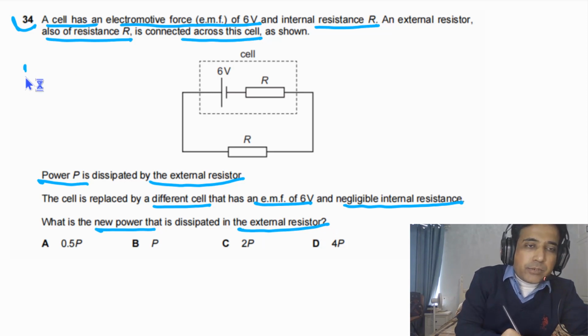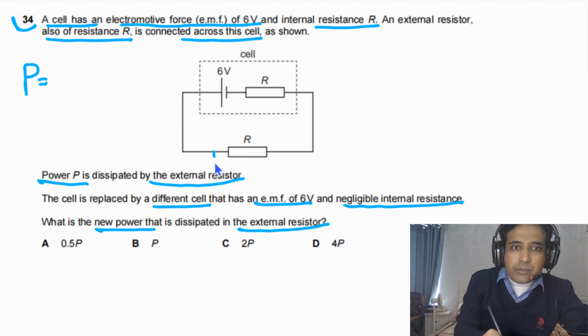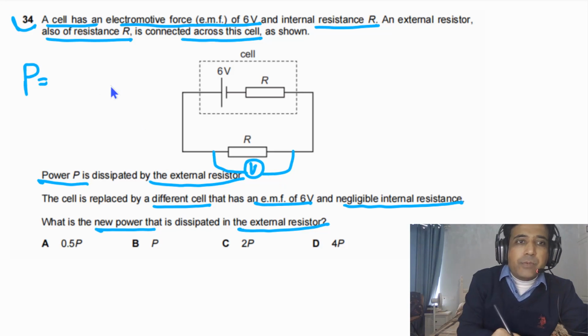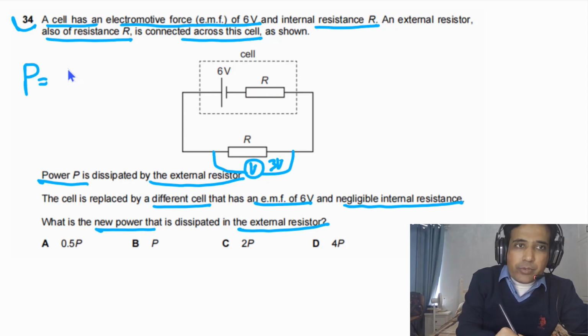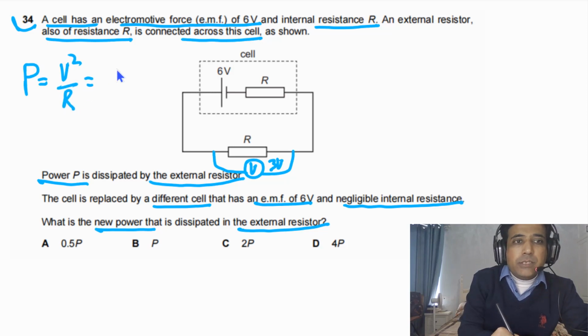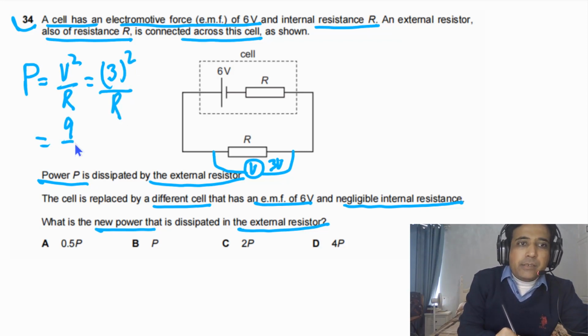For this setup, it is given to us power dissipated is equal to P. And in this case, the voltage across this resistor has to be equal to 3 volts, because we have two identical resistors connected in series. So we can simply use V squared divided by R, and in this case the value of V is 3, divided by capital R. So we can say 9 divided by R is equal to P.